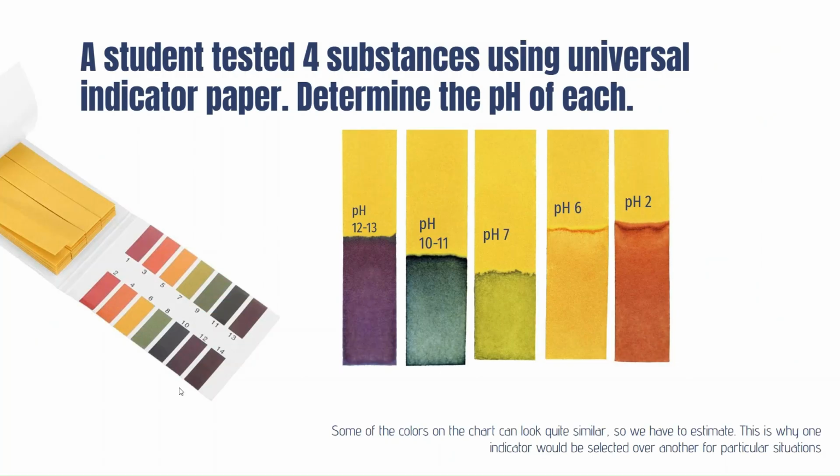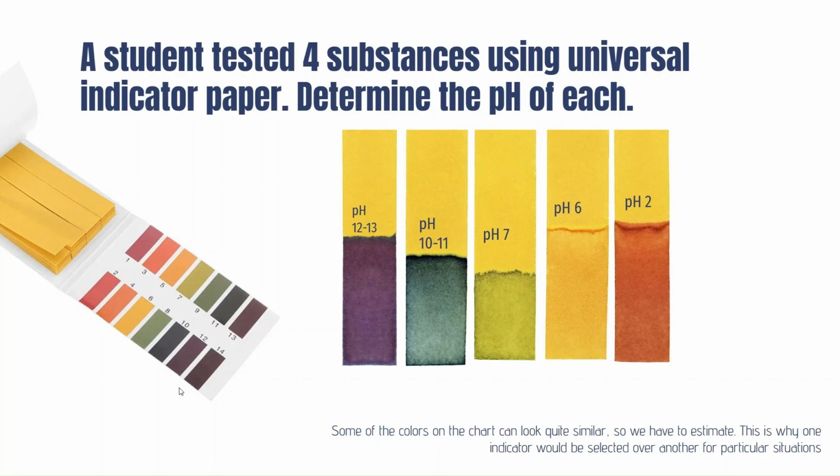All right, here is the estimate I came up with looking at this indicator. I see the first one is pretty purple, looks about 12 to 13 to me. The second one is this really pretty teal color. I'd call that pH 10 to 11. It looks like that color. Middle one is a nice light green. That's our neutral. That is a pH of 7. The next one looks pretty yellow-orange to me, so that's a pH of 6.